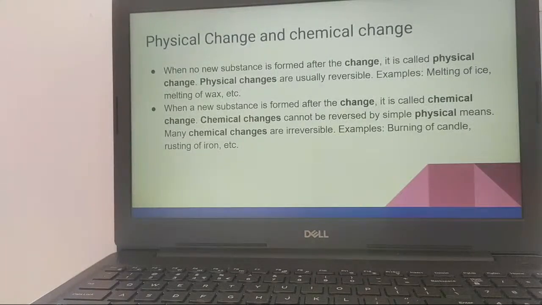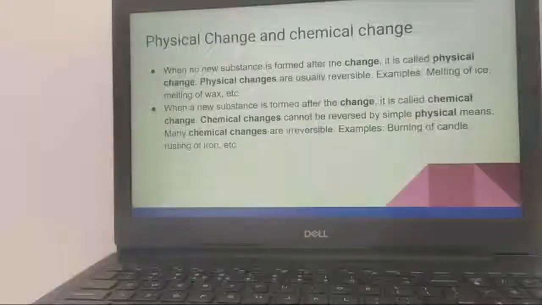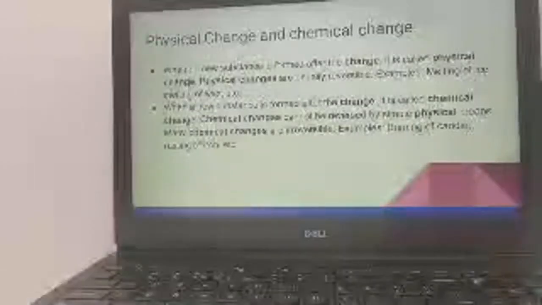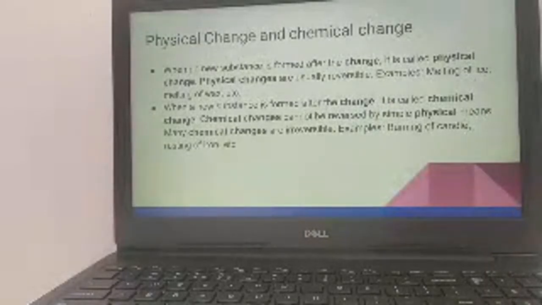What is a physical change? When no new substance is formed after the change, it is called a physical change. Physical changes are therefore usually reversible. Reversible in the sense, I'll just give you the same example which we have discussed before, that is melting of ice. It is changing from solid state to liquid state. So what do we see? Is there formation of any new substance? No, there is no formation of new substance.